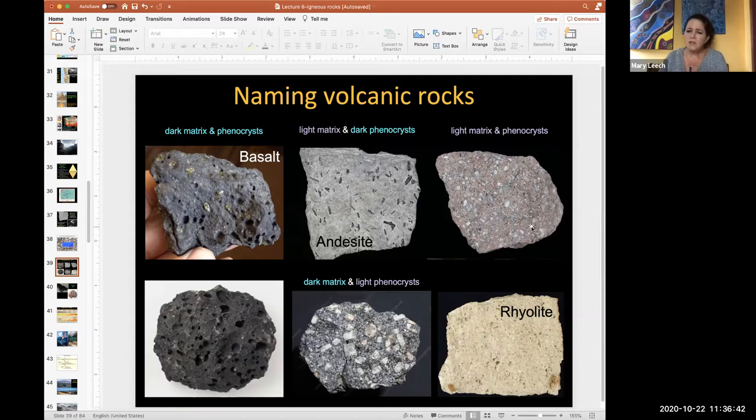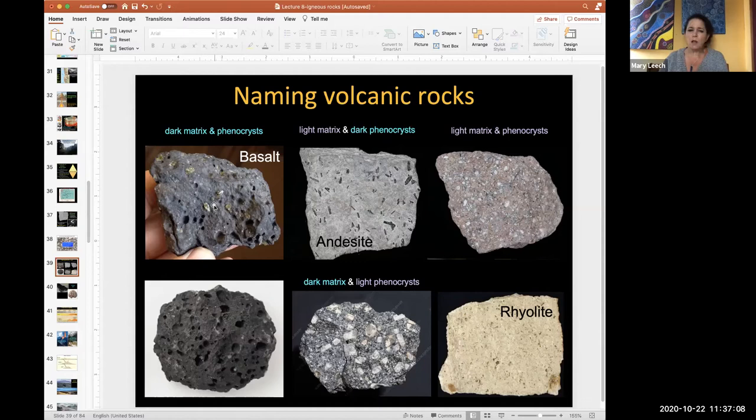So a medium colored matrix with light colored phenocrysts, or a light colored matrix with light phenocrysts, that tells you that it's felsic, that it's rhyolitic. If you've got a basalt, you've got a dark rock. It's black or dark gray. And you might have phenocrysts of black minerals or of olivines. Here's some olivines that are green.